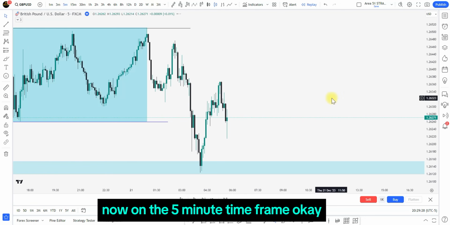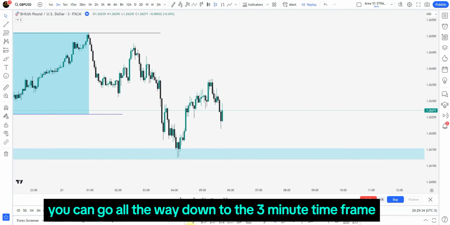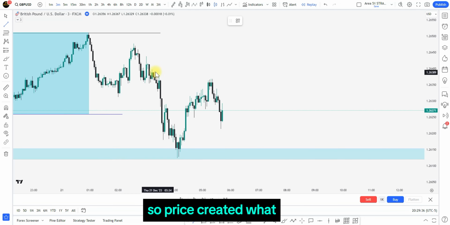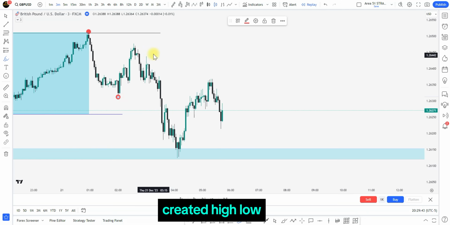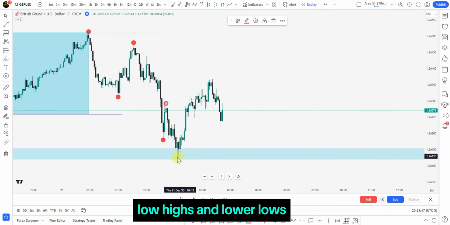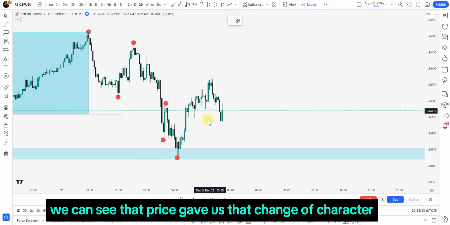Now on the 5-minute time frame, you can go even more. You can go all the way down to the 3-minute time frame or the 1-minute time frame. So price created what? As the price was coming down back to a demand zone, created lower highs, lower lows, lower highs, and lower lows. So once price created lower highs, lower lows, and all that good stuff, we can see that price gave us that change of character.